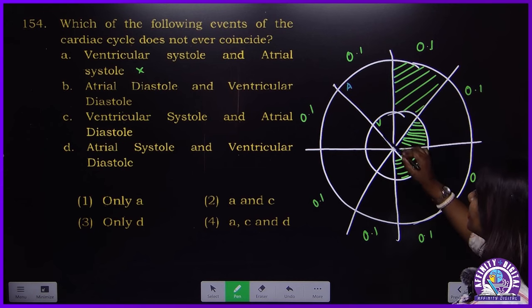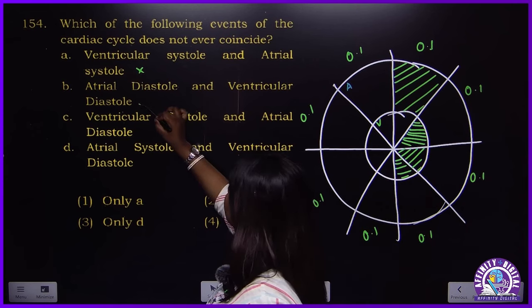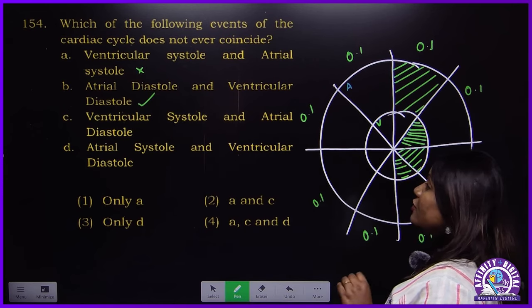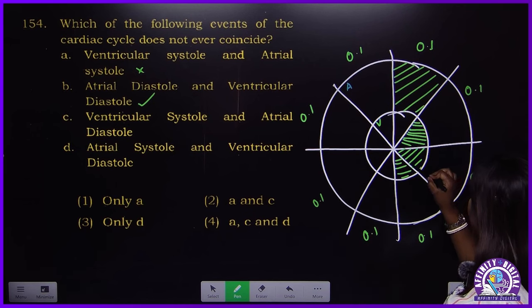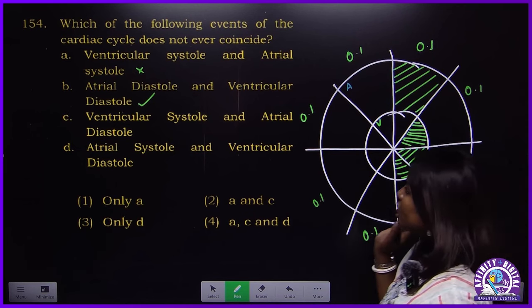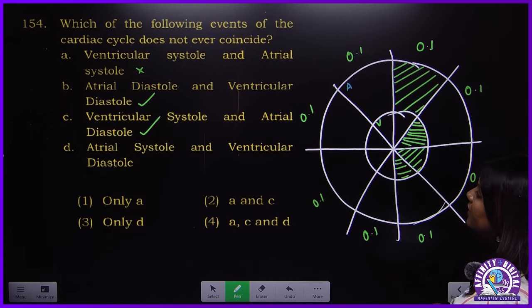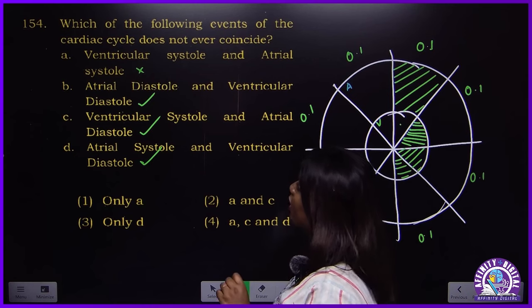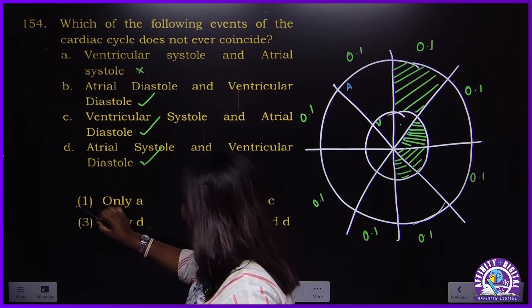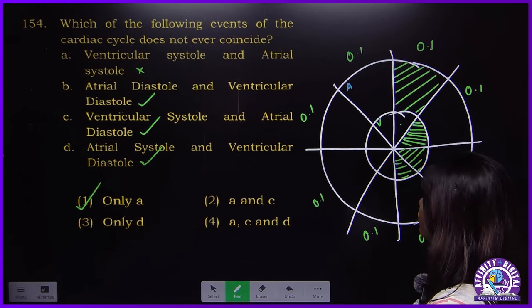जब ventricle relax कर रहा है तब atria भी relax कर रहा है, right? So yes, they coincide each other. Ventricle जब systole कर रहा है तब एट्रिया डायस्टोल कर रहा है. दिस इज आल्सो ट्रू. एट्रियल सिस्टोल एंड वेंट्रिकुलर डायस्टोल. एट्रिया जब सिस्टोल कर रहा है, वेंट्रिकल रिलैक्स कर रहा है. दिस आल्सो कोइंसाइड. सो हम लोगों के ऑप्शन में ओनली 1 आ रहा है, ओनली ए आ रहा है. दिस इज आवर करेक्ट आंसर. ओके, मूविंग टू द नेक्स्ट क्वेश्चन.